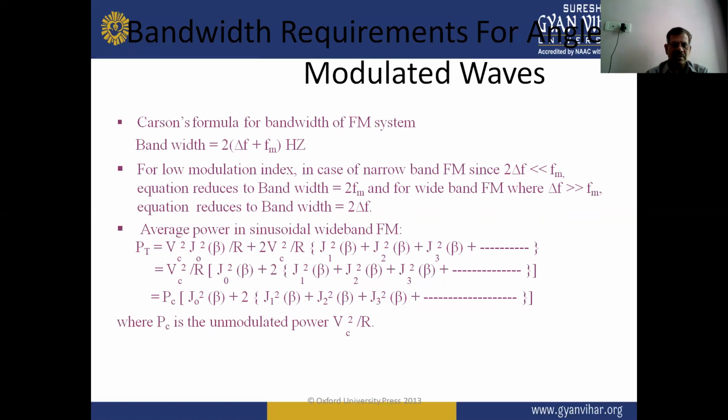The average power in sinusoidal wideband FM is given by Pt equal to Vc square J naught square beta upon R plus Vc square upon R into J1 square beta and so on. So Pt equal to Pc into J naught square beta plus 2 into J1 square beta and so on, where Pc is the unmodulated power, that is Vc square upon R.